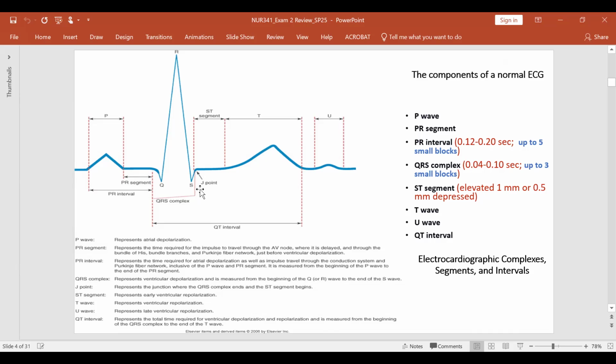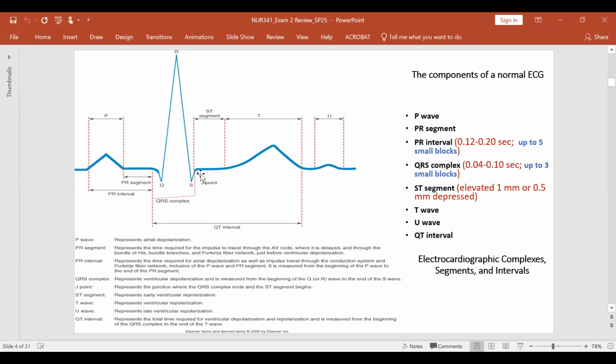We said that each small box is 0.04 seconds. If you multiply that by 3, that's 0.12. And the 5 small boxes, which is one large box, is 0.2 seconds.